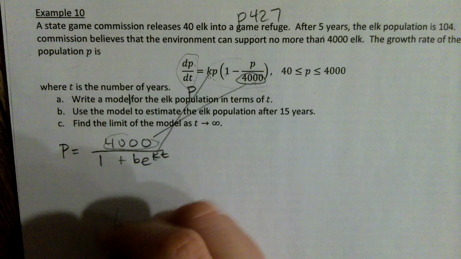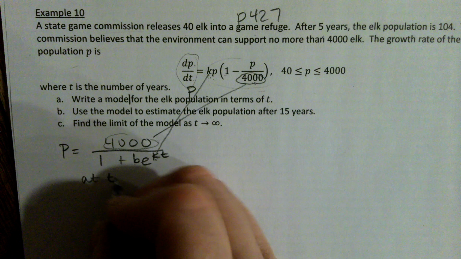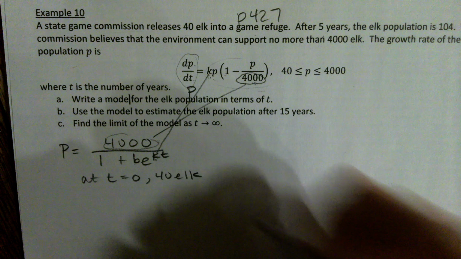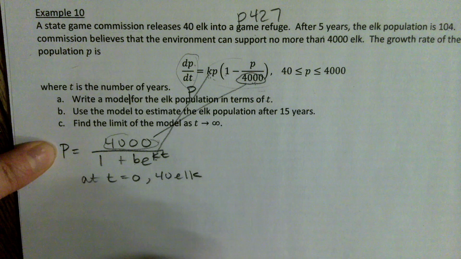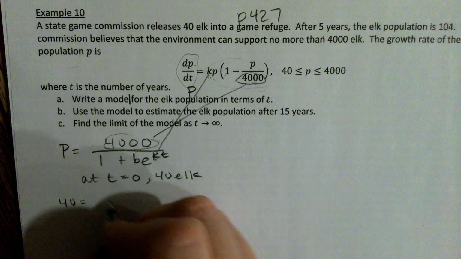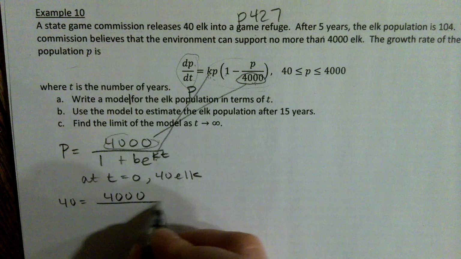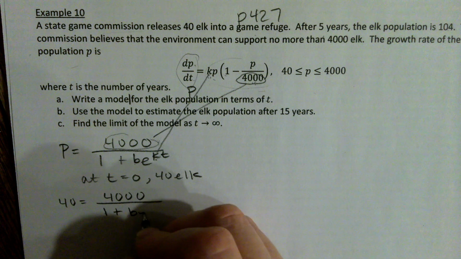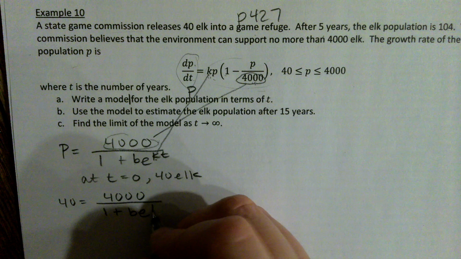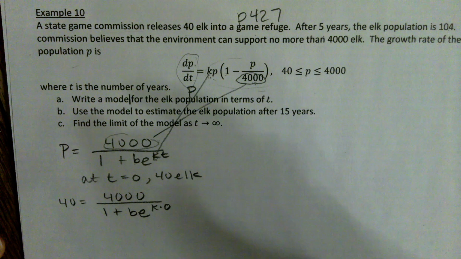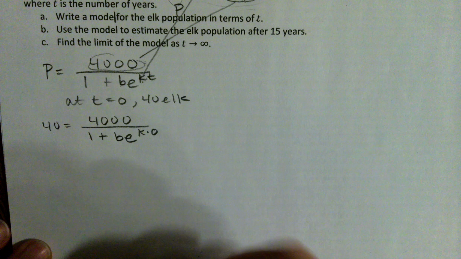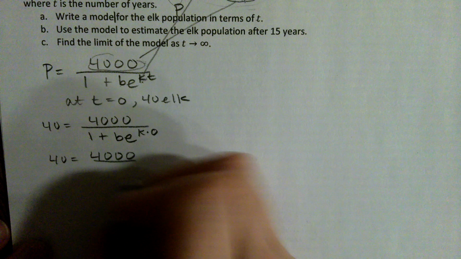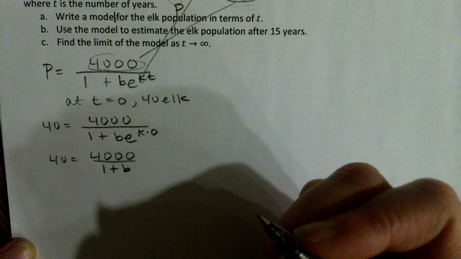So we know that at t equals 0, so that would be initially, we had 40 elk. So we're going to use that. That means my population's going to be 40. And then I have 4,000 in my numerator, and in my denominator, I'm going to have 1 plus B e to the K times 0 power. And I know e raised to the 0 power is just going to be 1. So I end up with 40 equals 4,000 over 1 plus B times 1, so just 1 plus B.